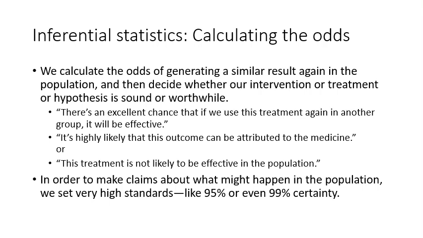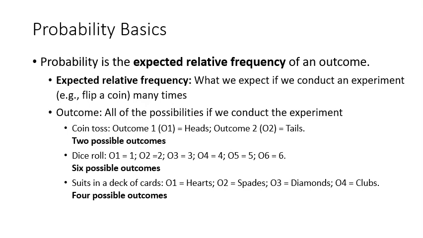In order to make these claims, we usually set very high standards. Like we say, we're not going to make this claim unless we're 95% or even 99% certain. So in the basics, we talk about expected relative frequency, what we would expect if we do an action many times. The outcomes are all the possibilities if we conduct the experiment.